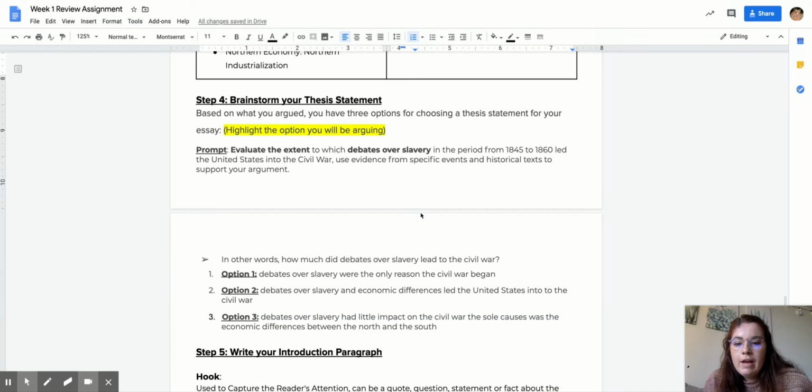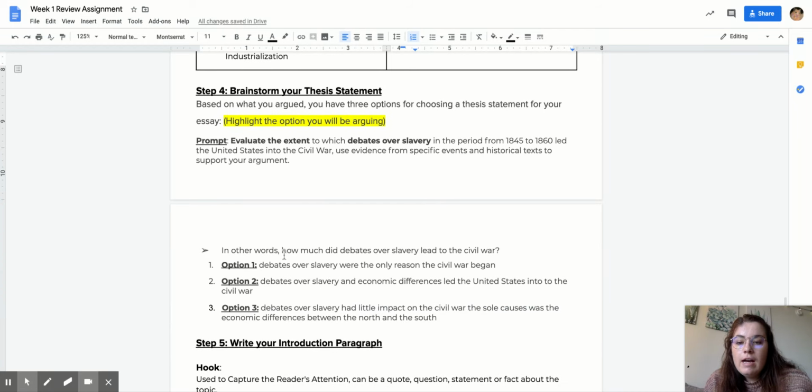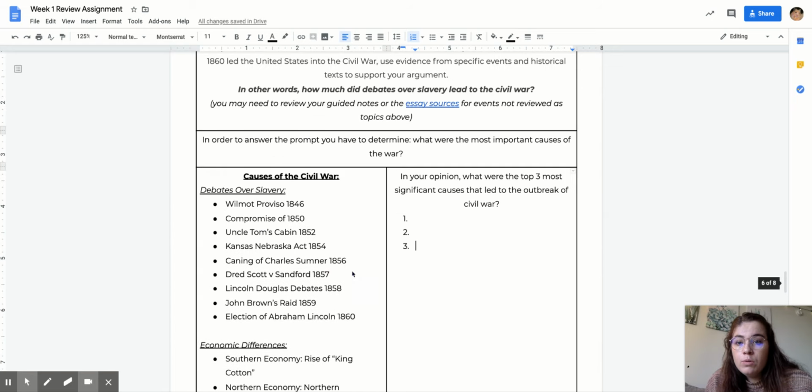And so I've kind of broken it down for you to choose 3 different options, or 3 different ways that you can argue your essay. So option 1 is saying that debates over slavery were the only reason the Civil War began. So that means that we would be only focusing on these reasons right here.